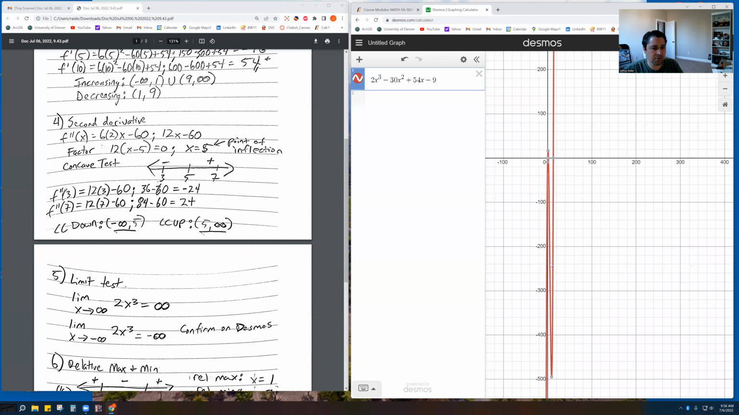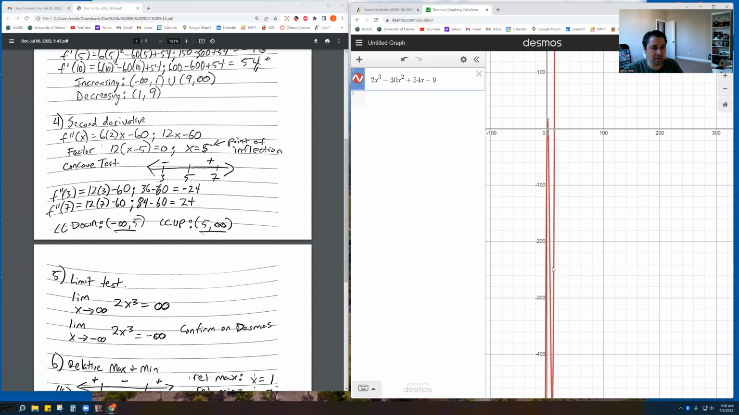So right where I have my cursor is the point of inflection. It's not really working well when I zoom out, but I think you understand what I'm trying to say: at this point right here, if we look up on the graph, that would be the concave down position. And then if we went to the right, we would have the concave up position.